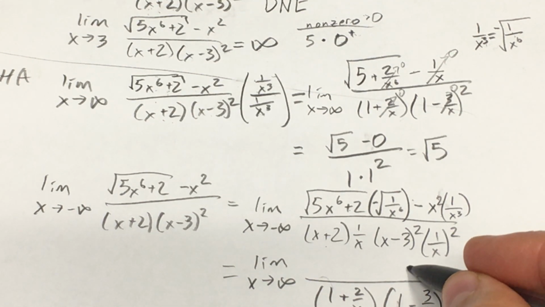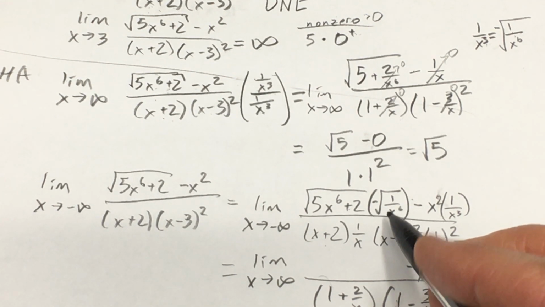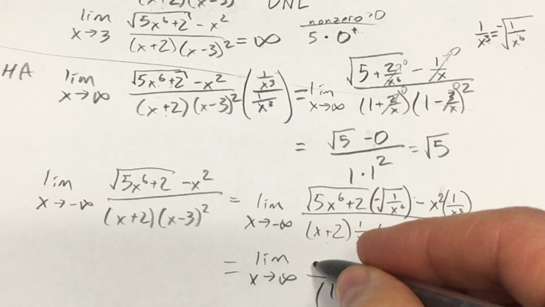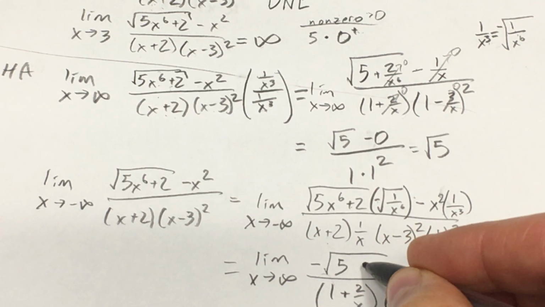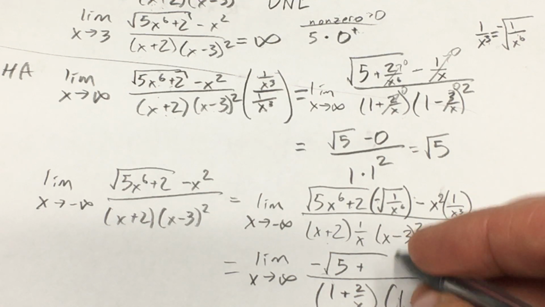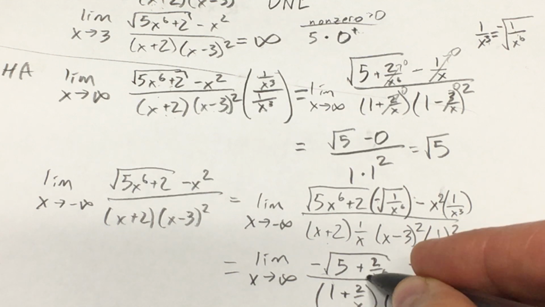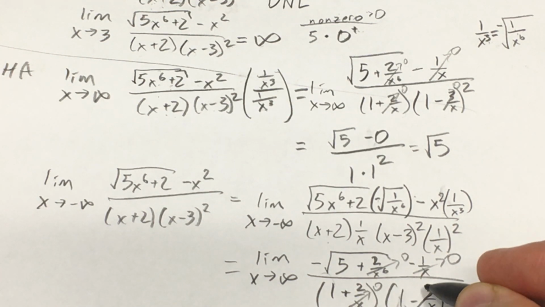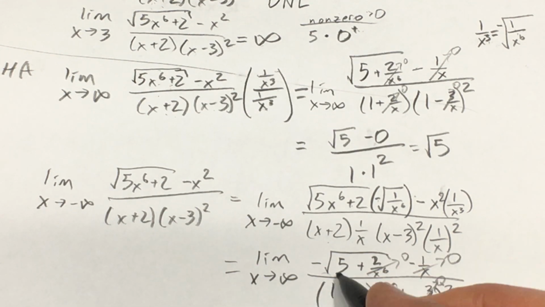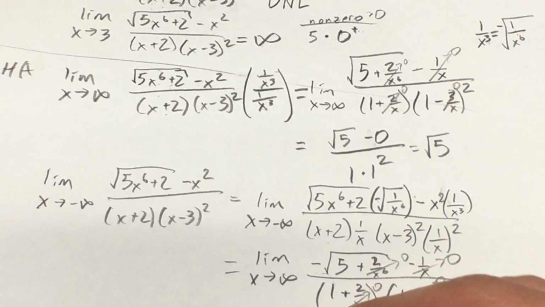This term even looks the same, but this term, that square root, that's squaring and then square root, is now negative, right? That negative is going to go out in front. Square root of 5 plus 2 over x to the sixth. All those terms go to 0. And what we get is the same thing as up here. We get the negative square root of 5.